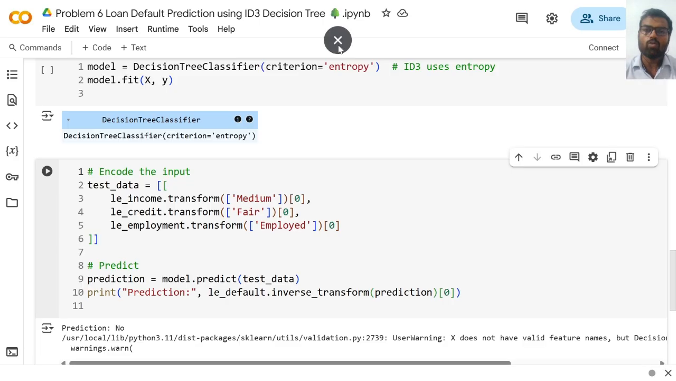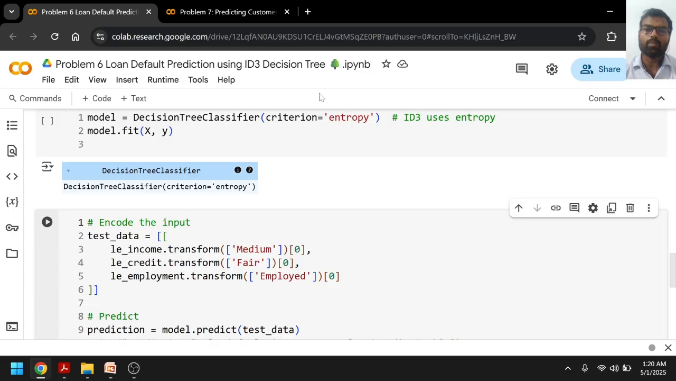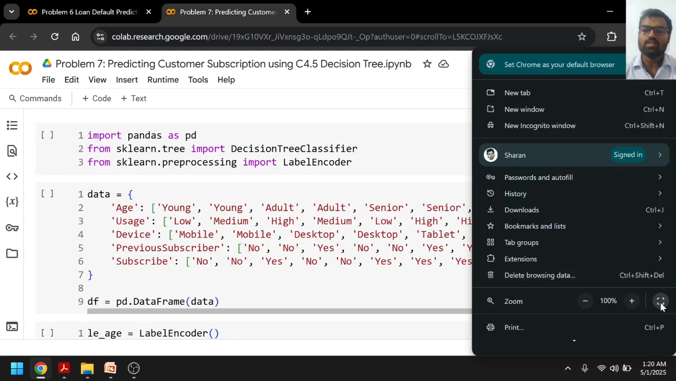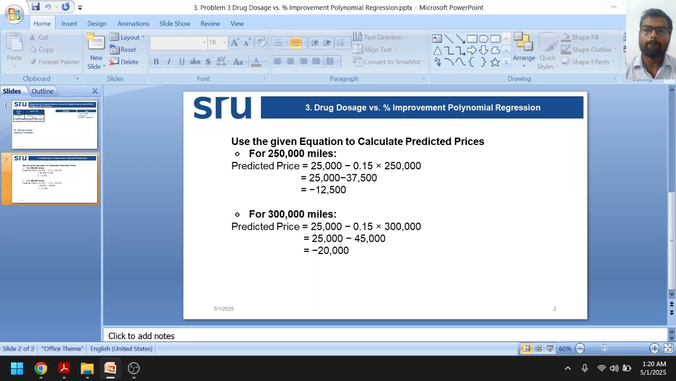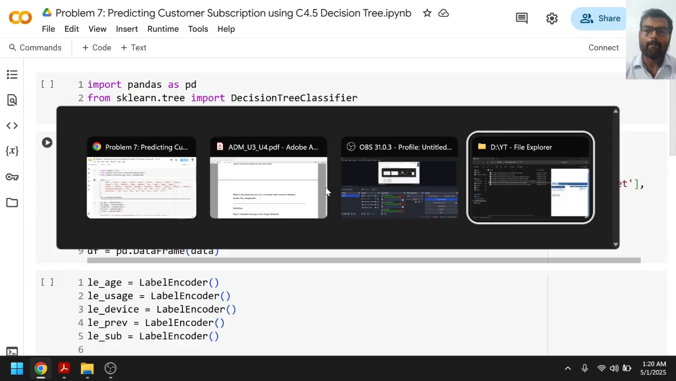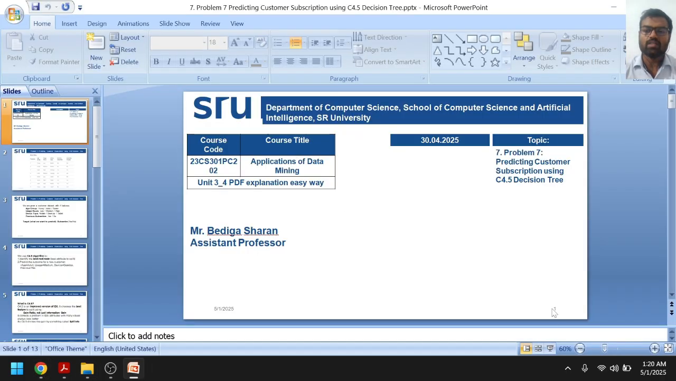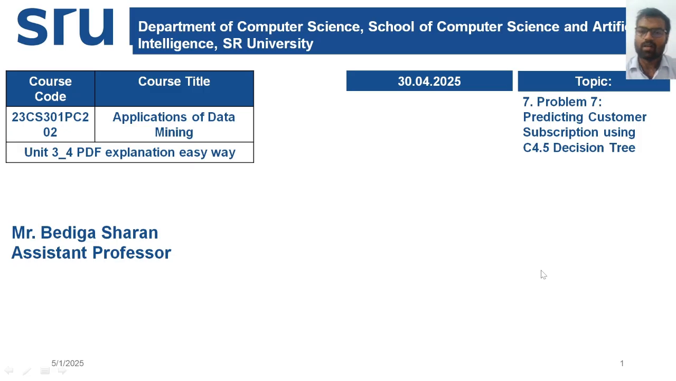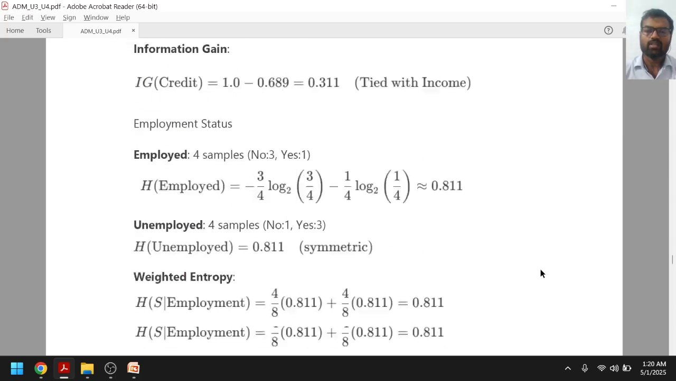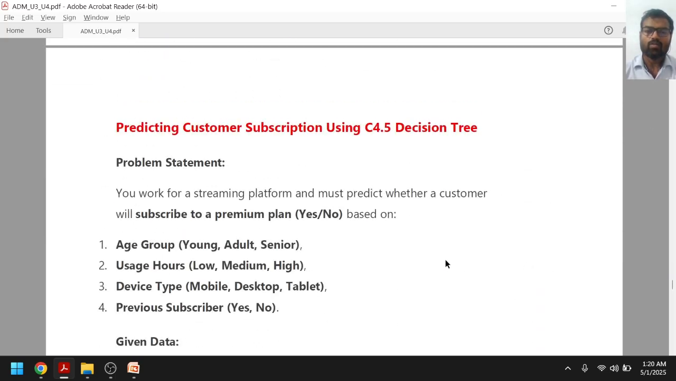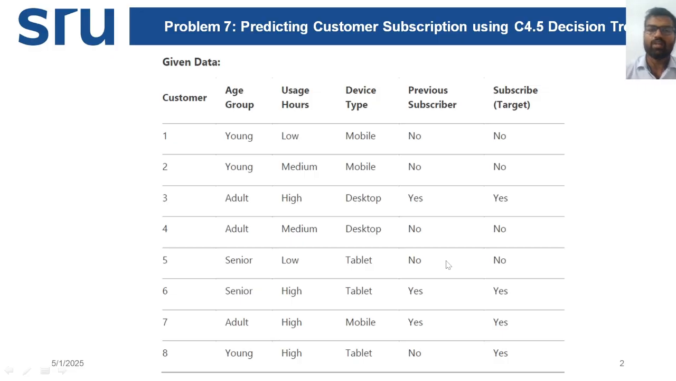Okay, so next we go for another problem, problem number 7. This is the last problem in the given document. Predicting customer subscription using the C4.5 decision tree, another version of it. This is the given data set. Okay, let's have a look at the given data set.